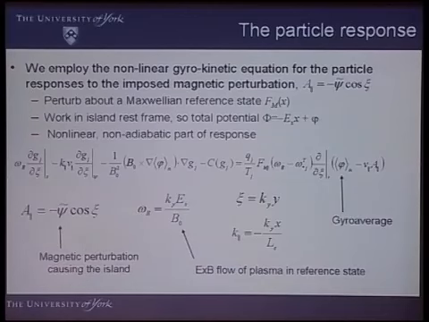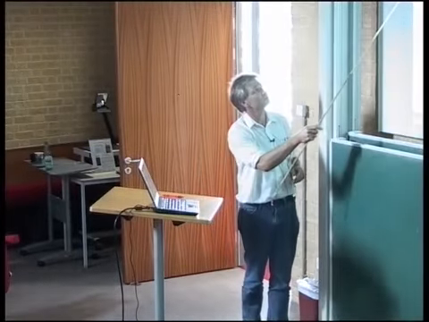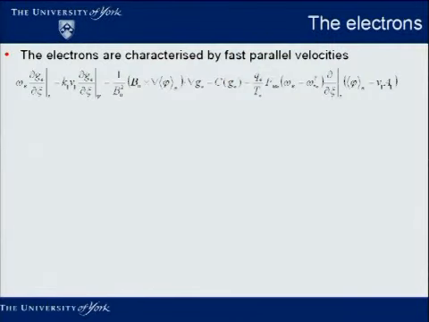Okay, I think I said everything else. So let's have a look at the electrons and the ions in turn. And what we take initially is going to be the standard drift wave ordering. So this is just the same equation as just written down, the gyrokinetic equation with e's instead of j's.